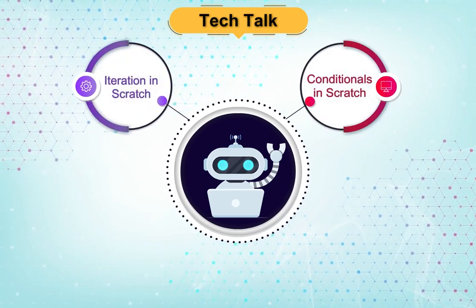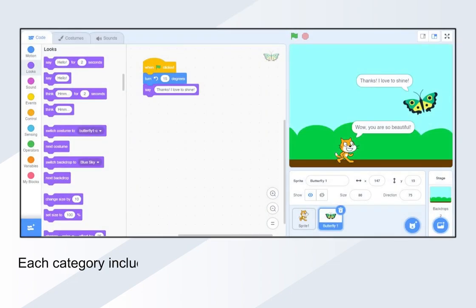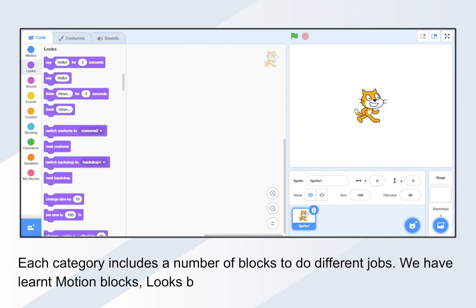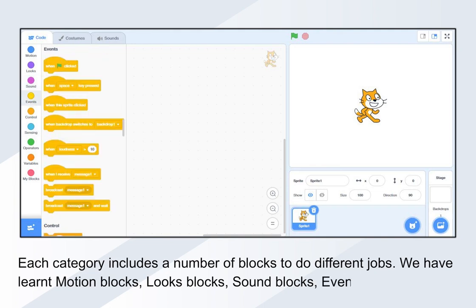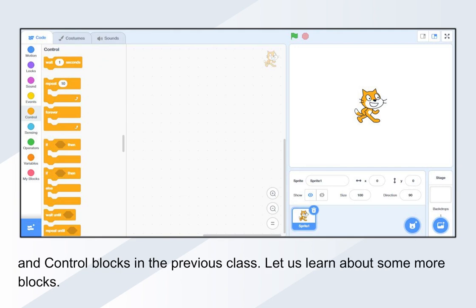Blocks in Scratch are divided into different categories based on their functions. Each category includes a number of blocks to do different jobs. We have learnt motion blocks, looks blocks, sound blocks, event blocks and control blocks in the previous class. Let us learn about some more blocks.